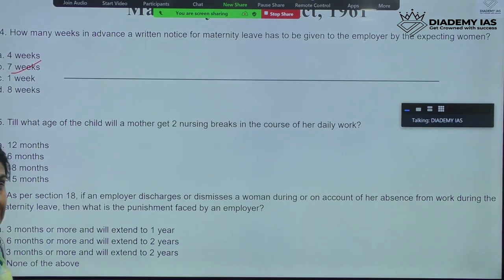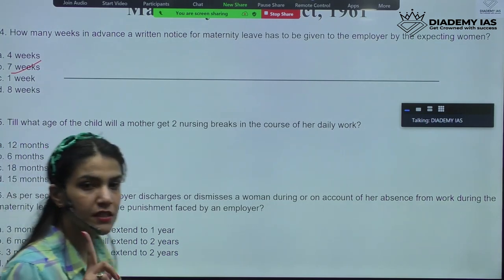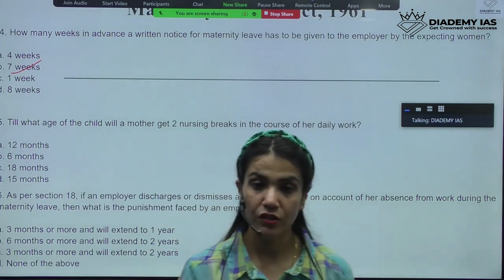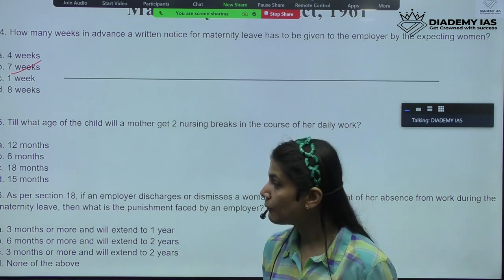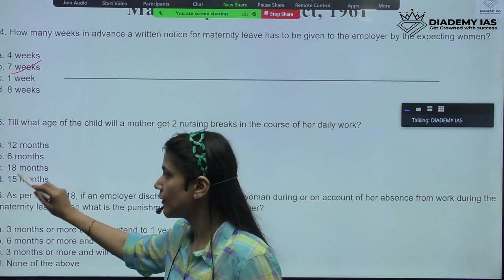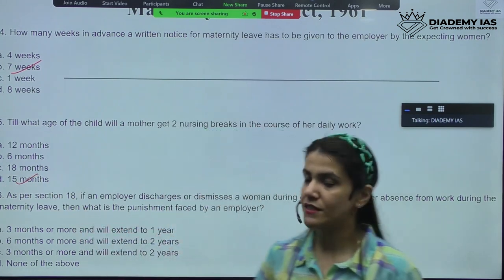So for daily work, definitely the two nursing breaks are given for a mother whose child is up to 15 months, okay? We did that also specifically.